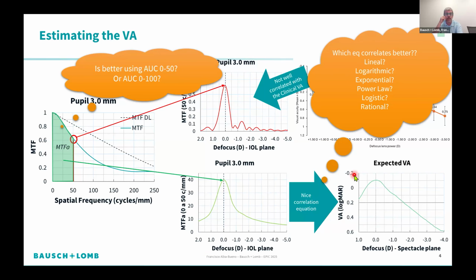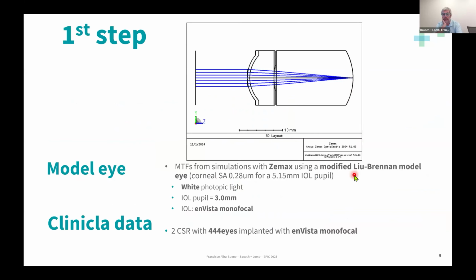In a first step of this work, what we did is to simulate with Zemax a modified Liou-Brennan Model Eye with a corneal spherical aberration that mimics the average corneal aberration of the patients, using white light, and simulated it with an Envista monofocal lens, the Bausch and Lomb monofocal, for which we know the clinical data pretty well. And we matched the process of calculating the area under the curve of the MTF with the data of 445 eyes coming from two different clinical studies.